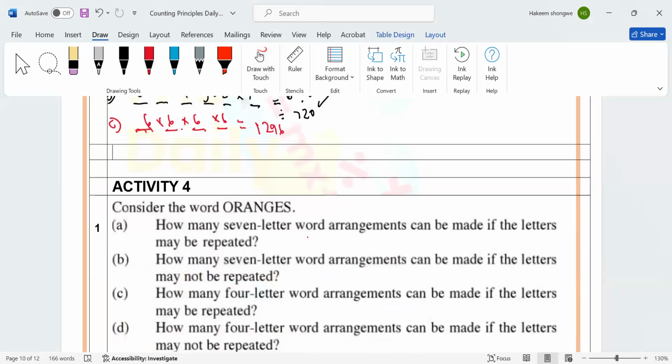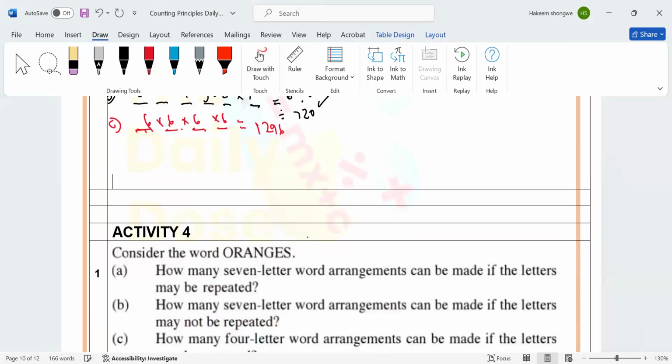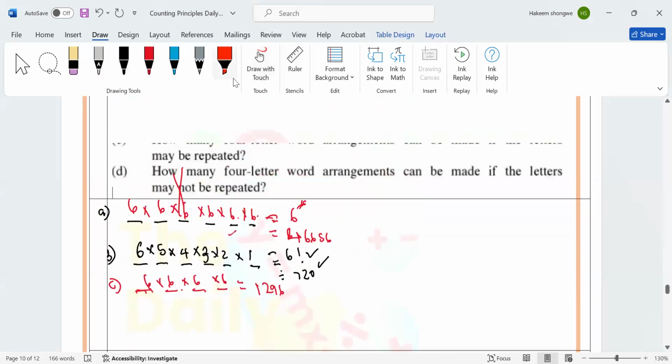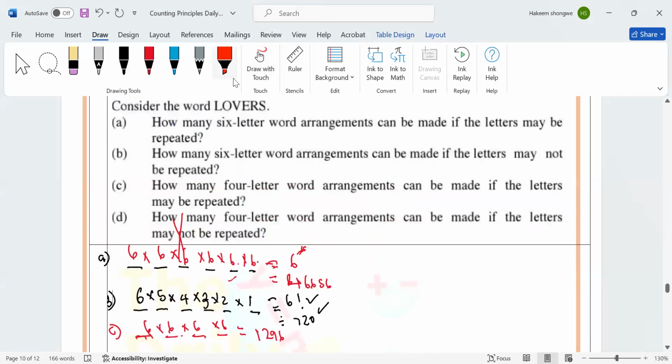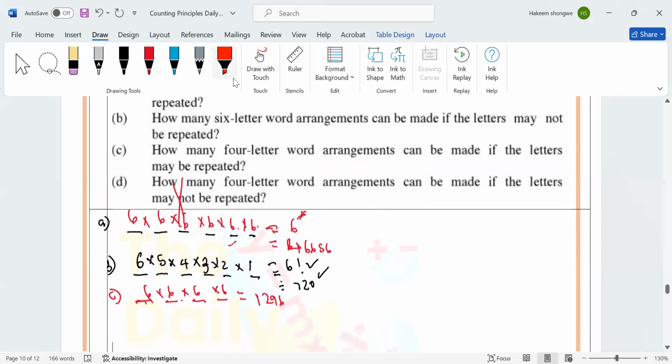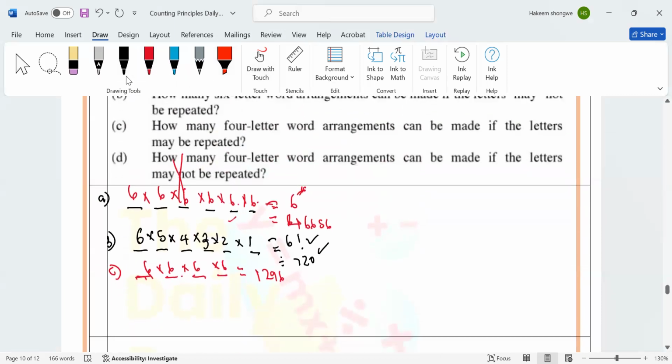Let's go to the last one. This is trying to show you when you are going to use factorial and when you are not going to use factorial. That was the main aim of this. So with number D, how many 4-letter word arrangements can be made if letters may not be repeated? Since they may not be repeated, we can start to think about factorial.